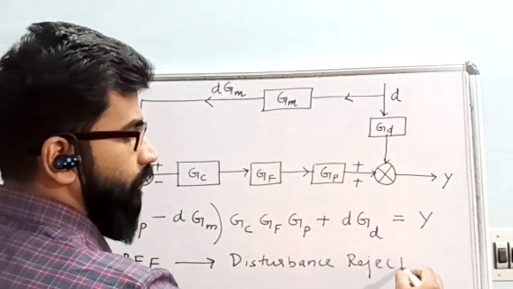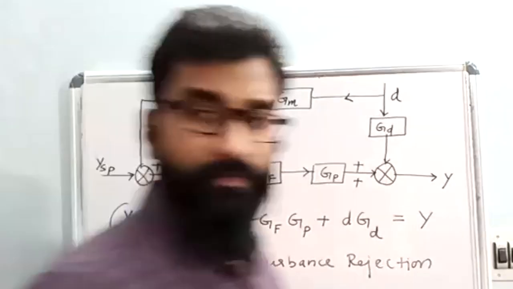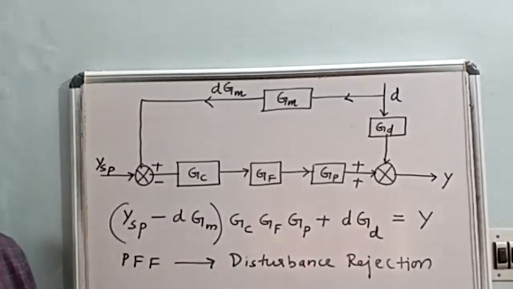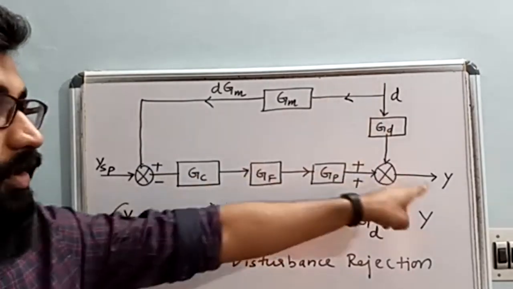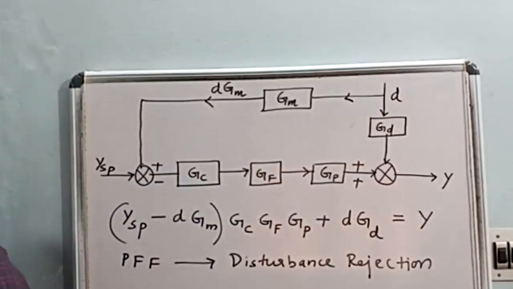So we are interested in disturbance rejection. Whatever is your disturbance, if it is a perfect feed forward controller, we should be able to perfectly reject the disturbance. The meaning is that whatever is the disturbance, that should not affect this Y. So what is the first case we have?